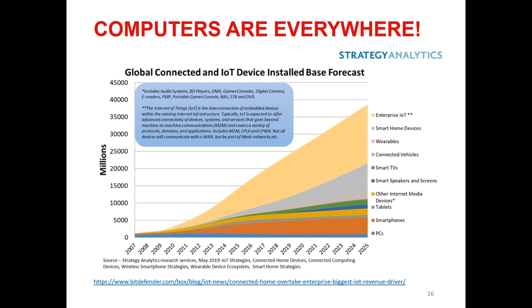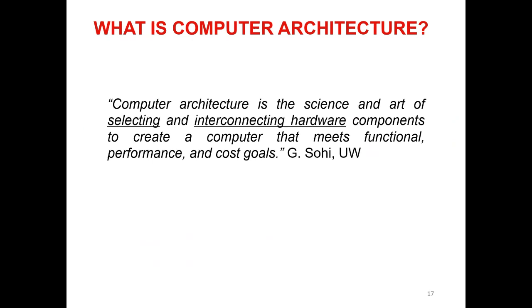So what is then computer architecture? Here we have a formal definition, but what we need to keep in mind is that for us, computer architecture is just which components, and when I say components, I'm referring to the hardware components, I use for creating a computer that I want to use for a given purpose.